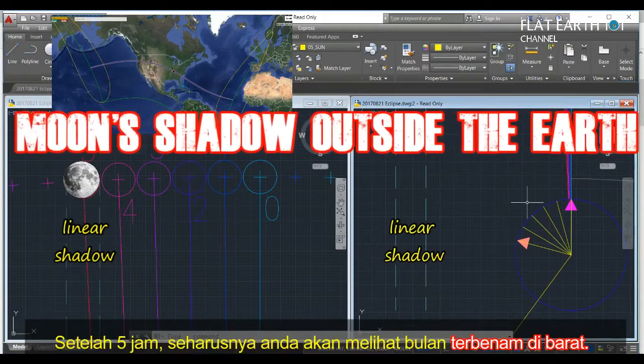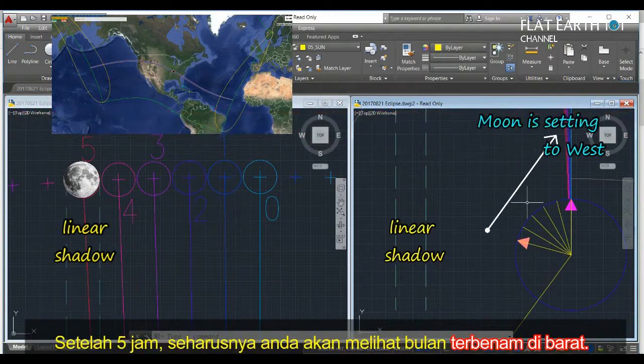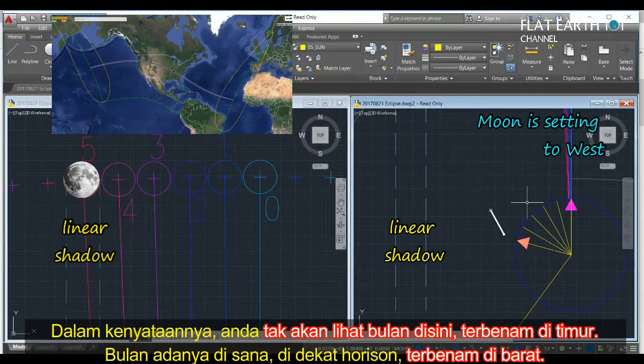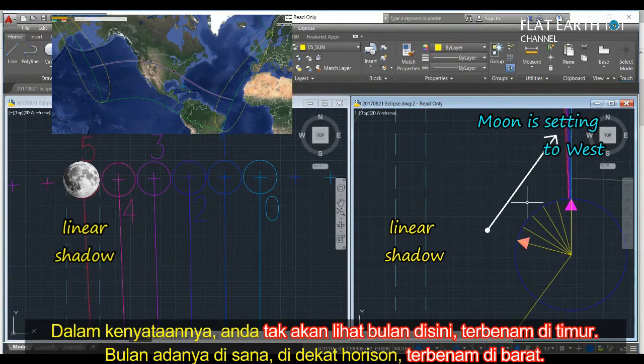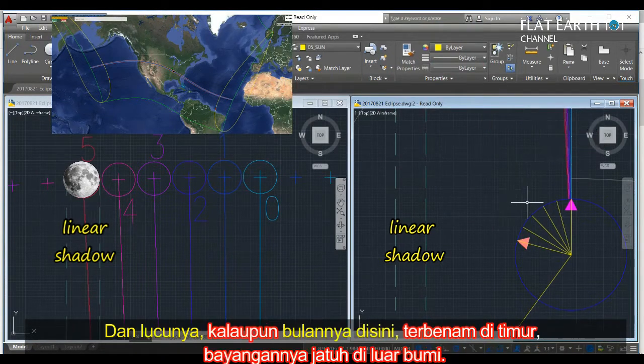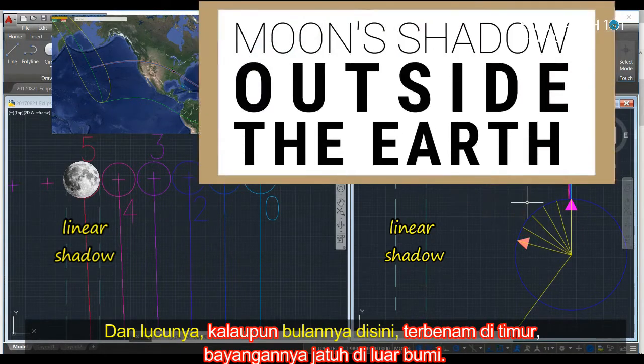After 5 hours, you will see the Moon is setting to the west. In reality, you don't see the Moon over here, like it's setting to your east. The Moon is over there, near the horizon, setting in the west. The funny thing is, even though the Moon is over here, setting in the east, the shadow will fall outside the Earth.